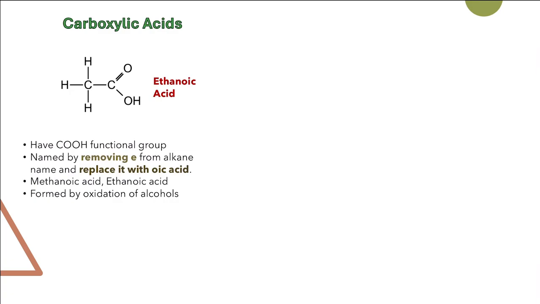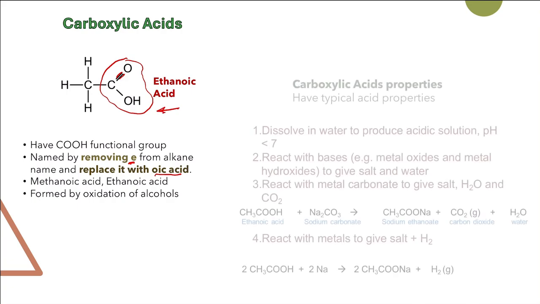Carboxylic acids have this functional group, the carboxylic acid group, which is C double bond O and then an OH. This is the functional group for a carboxylic acid. To name a carboxylic acid, you remove the E from the alkane name and replace it with oic acid. For example, methanoic acid, ethanoic acid. This is ethanoic acid here. They are formed by oxidation of alcohols, as we have said.